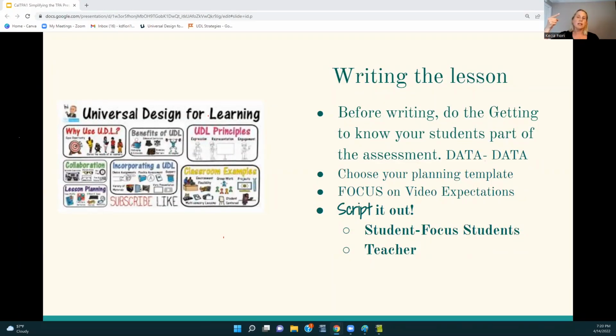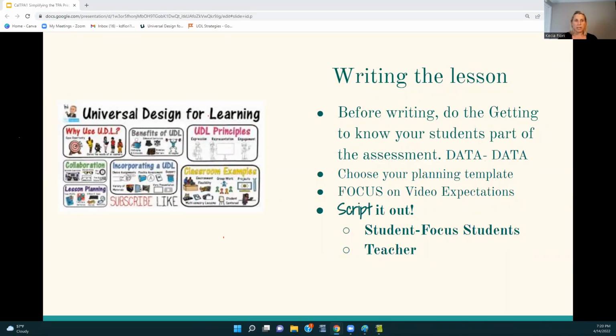So my EL is strong listening and speaking, not strong reading and writing. So I need to give a sentence frame, a conversation starter, quote sandwich paragraph frame, some key academic vocabulary. So once you've done the getting to know your students part, you are ready to write your lesson plan.